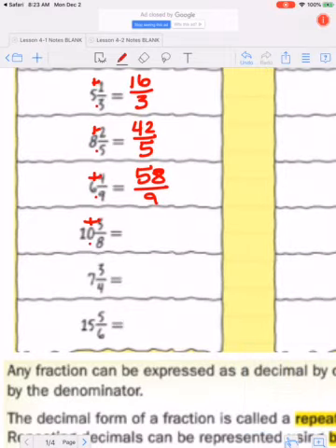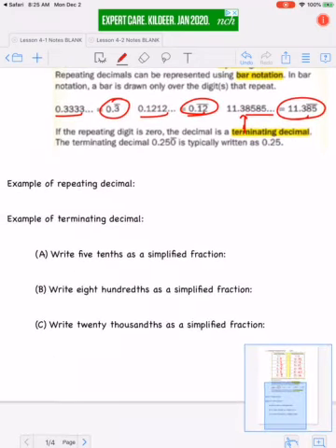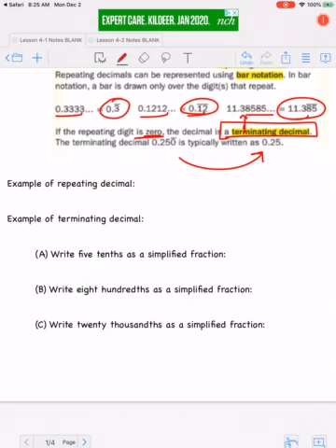In the second one, we're repeating the 1 and the 2, so we put the bar over the 1 and the 2. In the last one, we are not repeating the 3, but we are repeating the 8 and the 5, so I put the bar notation over the 8 and the 5. It says if the repeating digit is a 0, the decimal is a terminating decimal. The terminating decimal would be 0.25 with the 0 repeating, but it can be written as 0.25.